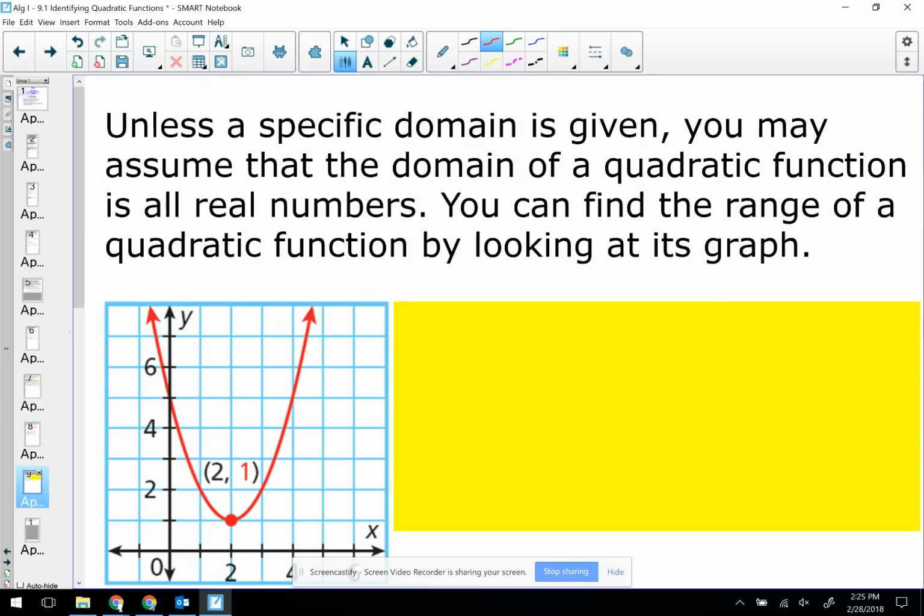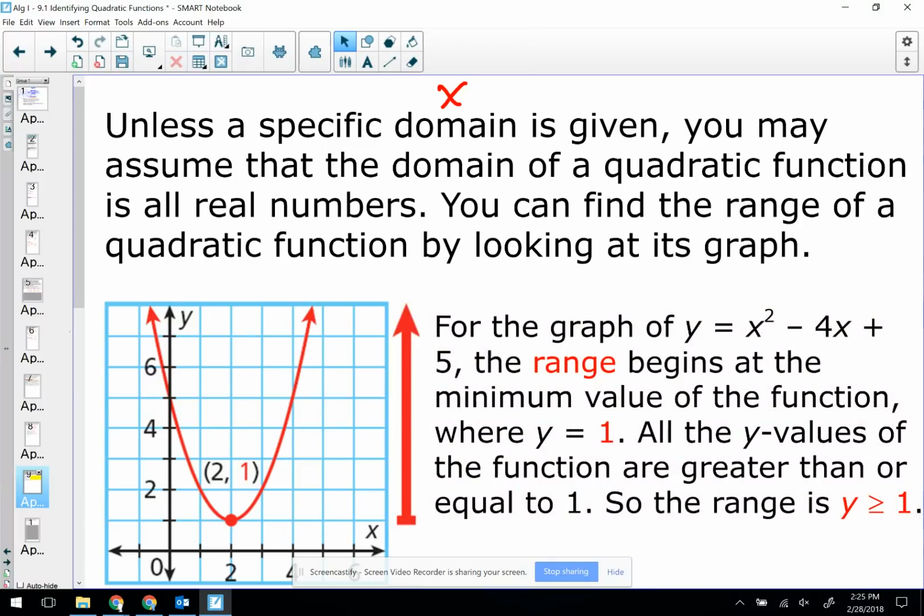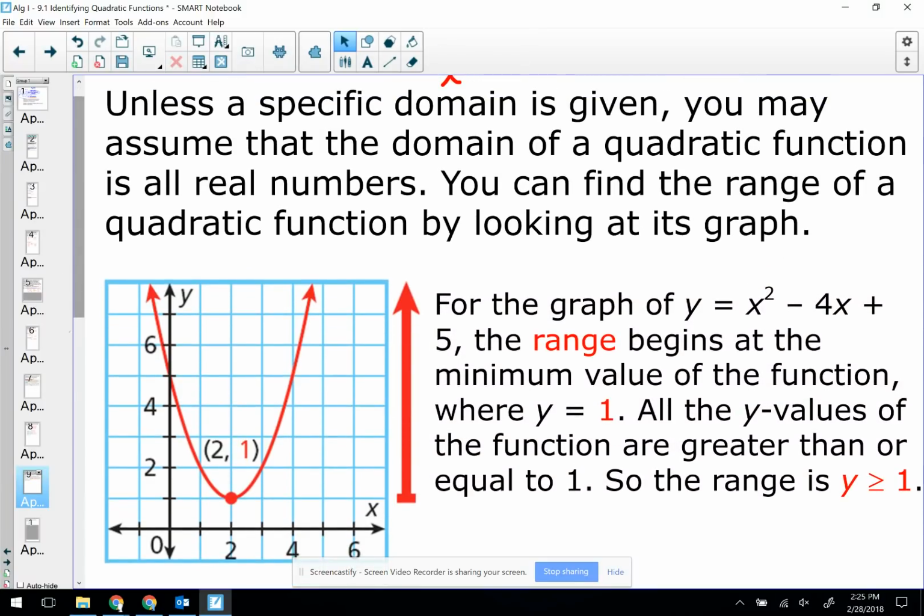Okay. Let's talk about this last little part here. Now, domain and range. Remember, domain is x values, range is y values, right? Domain is x, range is going to be y values. So let's get this box out of here. Take a look at the quadratic function for the domain.